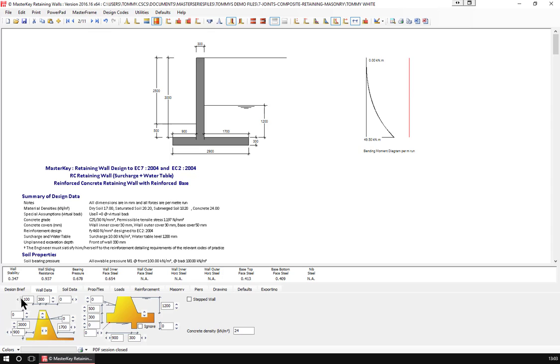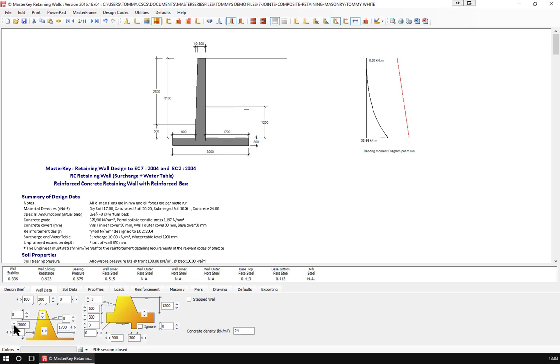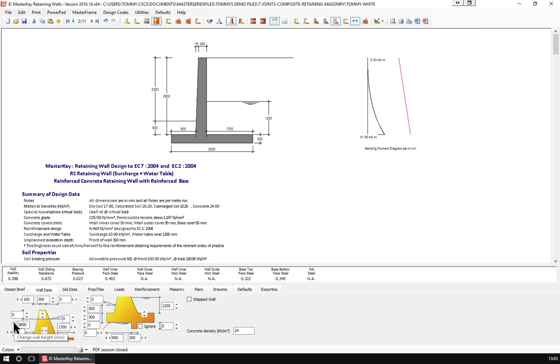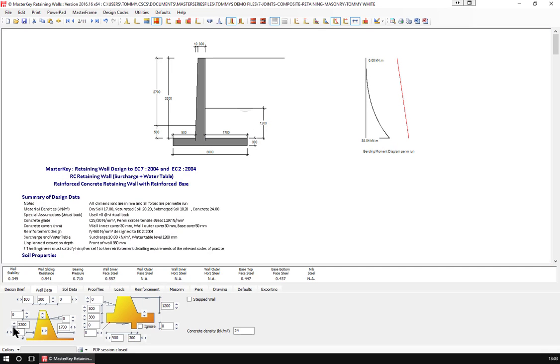So if I wanted just a front taper to my stem, obviously I will need to put that in. As you can see, we can easily stipulate the height of the wall. Very straightforward, and everything is instantaneous. So if I start going up in height, suddenly I get a failure. The wall is going to fail, and in this case it's going to fail on sliding. So I would need to take some more earth onto the wall to improve that. And I'll just put that back down to 3 meters.